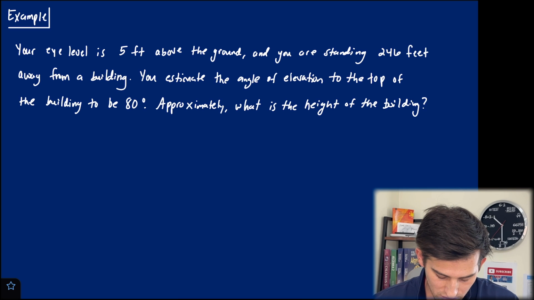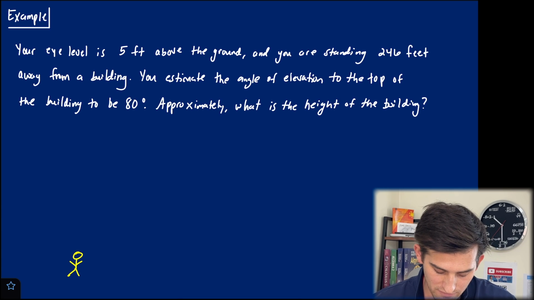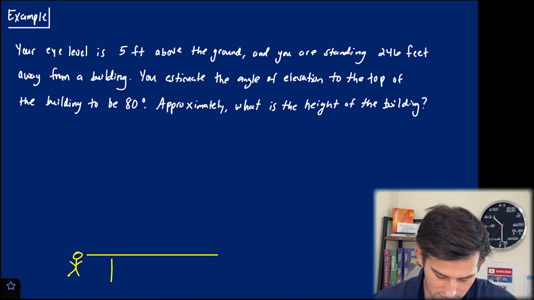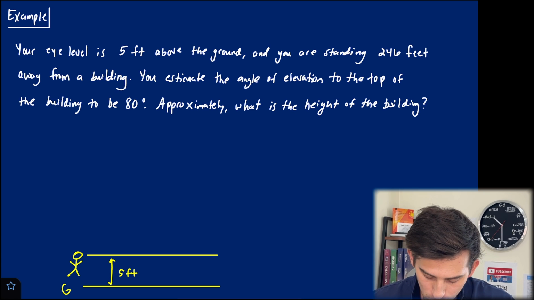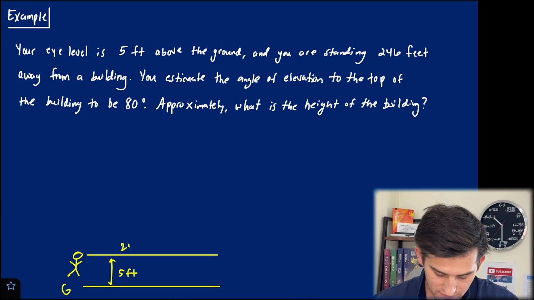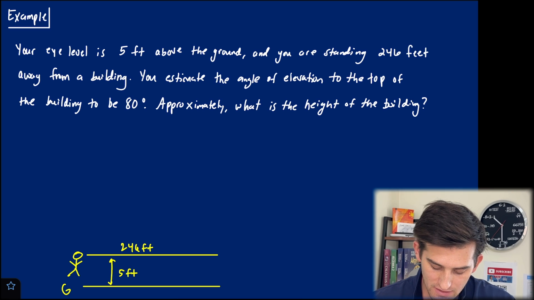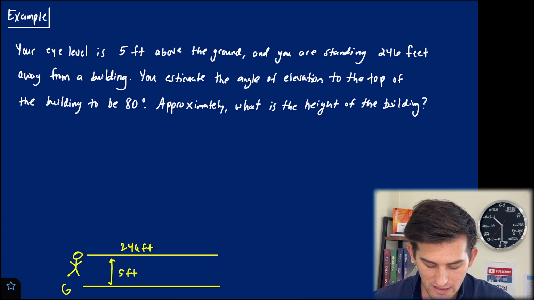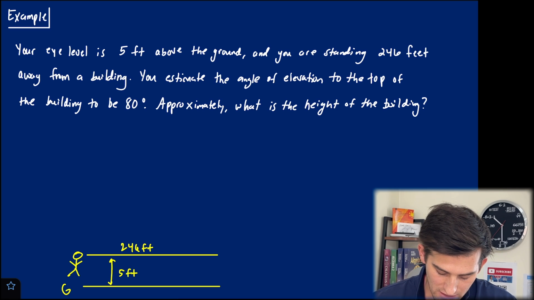All right, so let's say we are standing right here, and our eye level is 5 feet above the ground. So let's say this is my eye level right here. We know this distance right here is 5 feet, and this would be the ground, G for ground. We're standing 246 feet away from a building, so let's say the length of this would be 246 feet, and we estimate the angle of elevation to the top of the building to be 80 degrees. Now, I'm going to draw my building here.